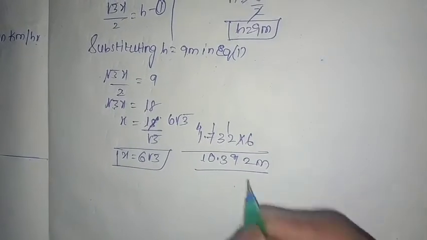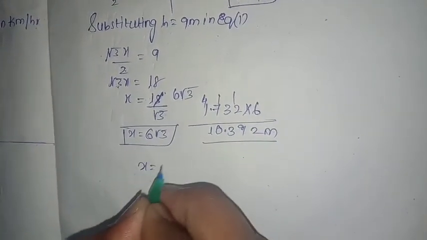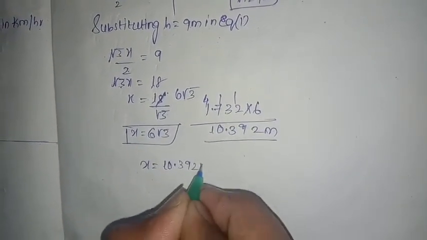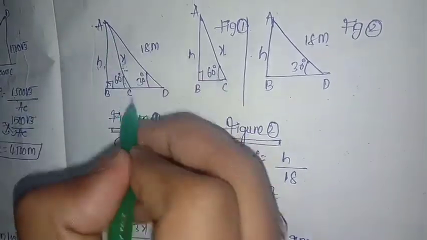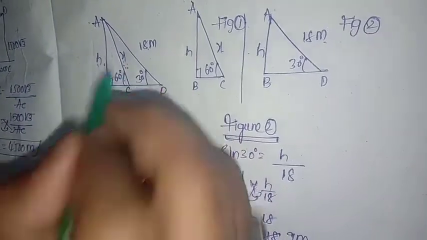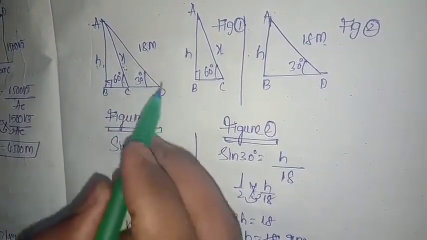So 10.392 meters. So the height x equal to 10.392 meters. It is the height of this hypotenuse, that is the length of the thread tied at this point. This is the height of this length. So we have to find how much length was cut. So it is 18, it was 10. So how much length was cut?